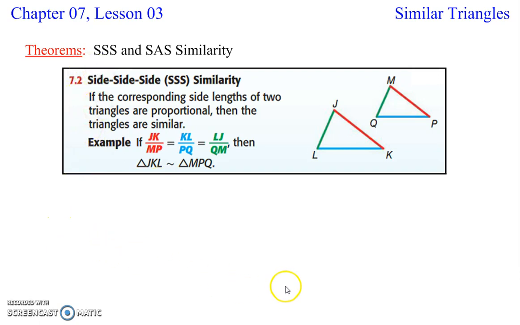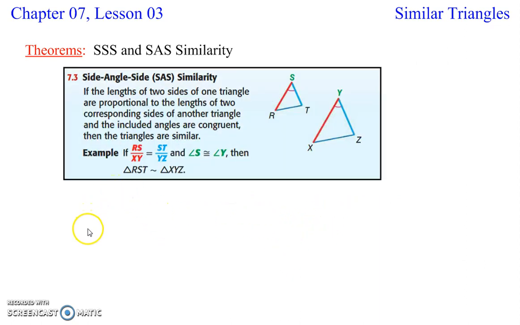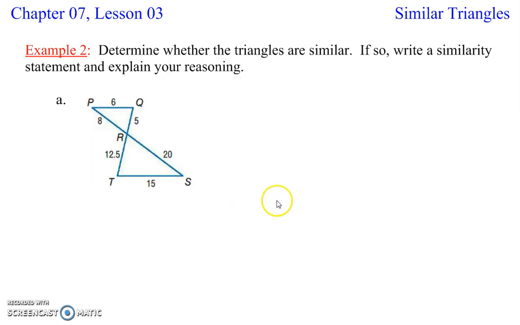Side-side-side similarity says if the side lengths of two triangles are proportional, so each one of the corresponding side lengths is proportional, then the triangles are similar. So we need three proportional sides. Side-angle-side says that if two sides are proportional and the angle in between them, the included angle, is congruent, then the triangles are similar.